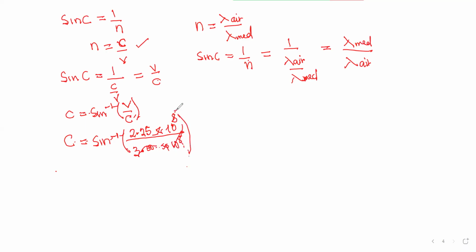So what's the answer? Sine inverse of 2.25 over 3. Yes, Alikem. 48.75. So approximately 49. And I'm writing it to the nearest whole number because this is the final answer. All right. Please attempt the second question.